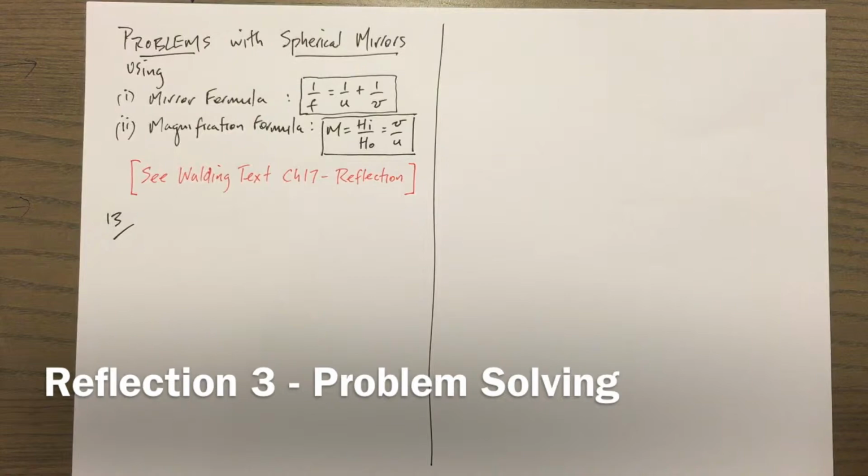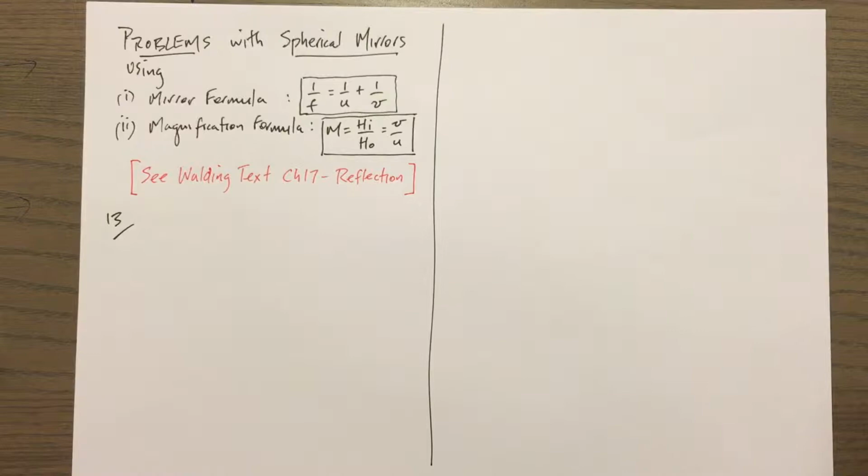Mayor here with another lesson on spherical mirrors, looking at reflection. Today we're going to do some problems with applications of the mirror formula and the magnification formula. We'll be looking at the properties of concave and convex mirrors, locating the position of objects and images, and talking about the nature or characteristics of those images.